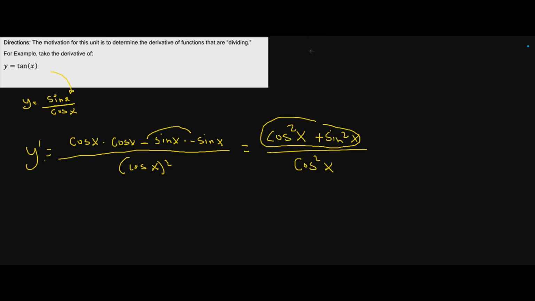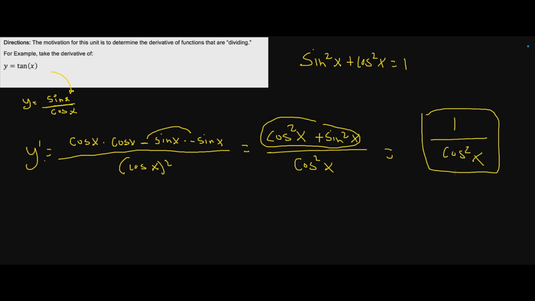Well, I don't know if you remember this in particular. This is from pre-calculus. Sine squared of x plus cosine squared of x is equal to 1. So we can replace the entire numerator by 1 over cosine squared of x. And there is your derivative function. And I don't know if you recall, but we also know that 1 over cosine is the same thing as secant of x. These are the exact same thing from our trigonometric identities section.